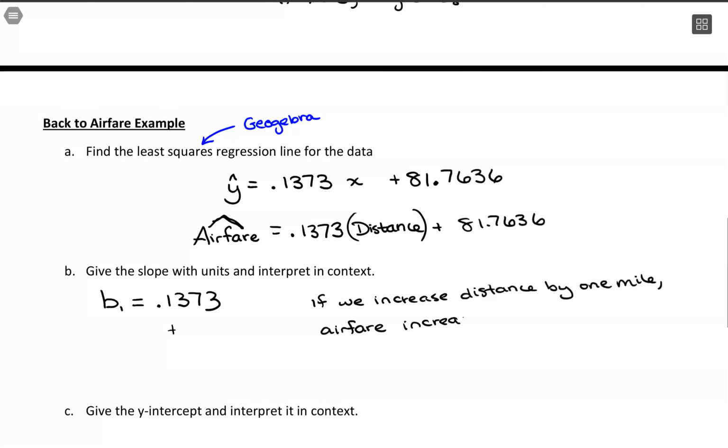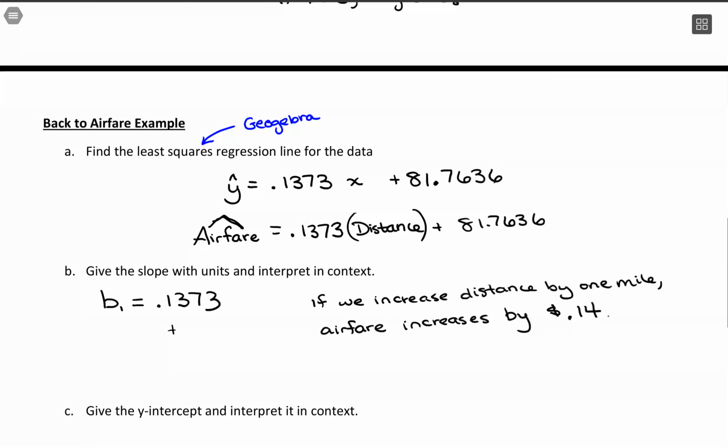So it increases by, and then we're going to take our slope, so 0.13, and then units, which for airfare is money. So this is the equivalent of about $0.1373, which is like 14 cents. I could say it increases by about 14 cents. So the idea being that as we increase our distance, our airfare is going to bump up by about 14 cents each time as we increase by 1 mile. So that's fitting the sentence structure.